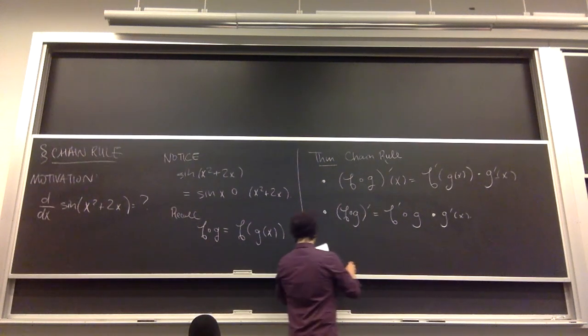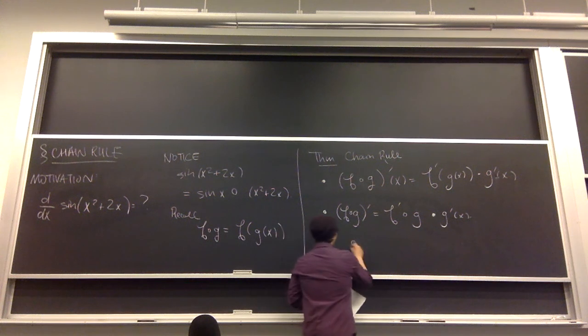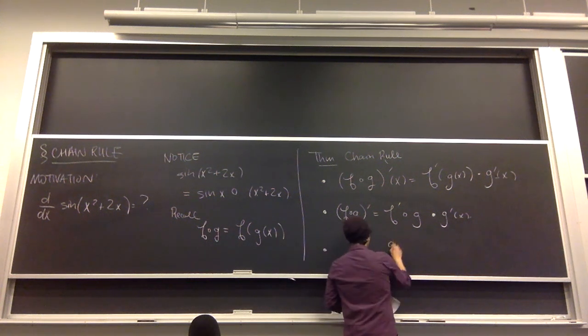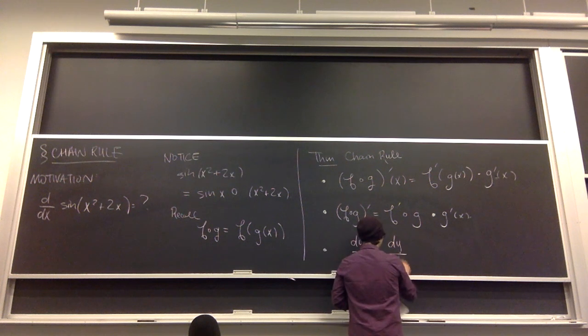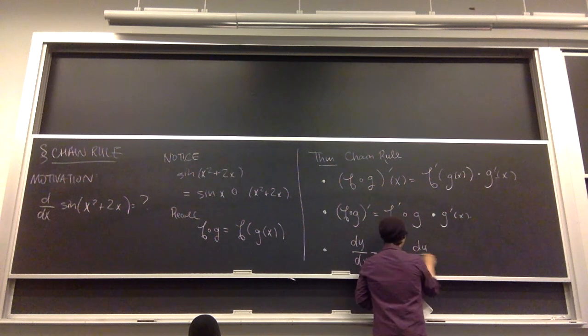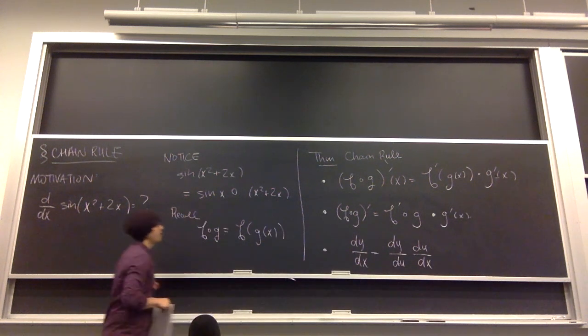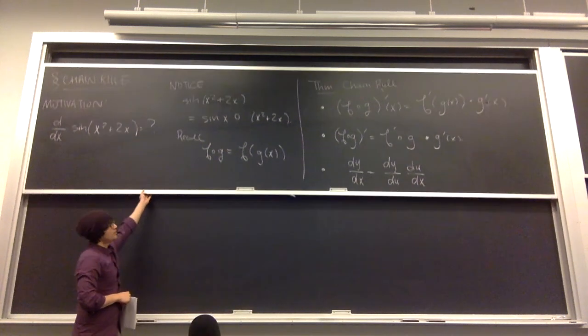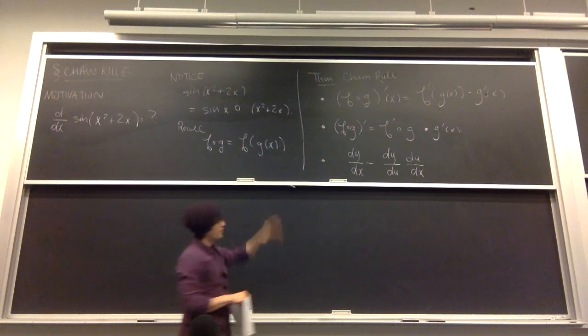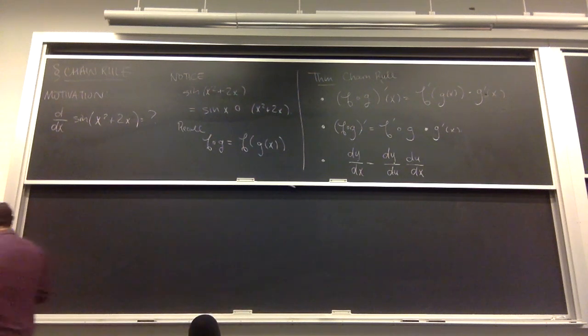The last way I'm going to write this is like this. The derivative of y with respect to x, it turns out that you can put an intermediate variable in the middle here, like u, and this will hold. So these are actually three equivalent writings of the chain rule. I'm going to be using number 2 today.